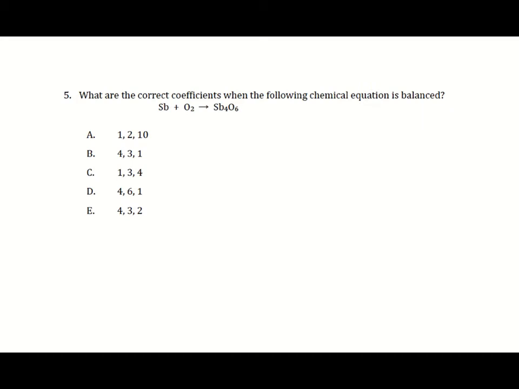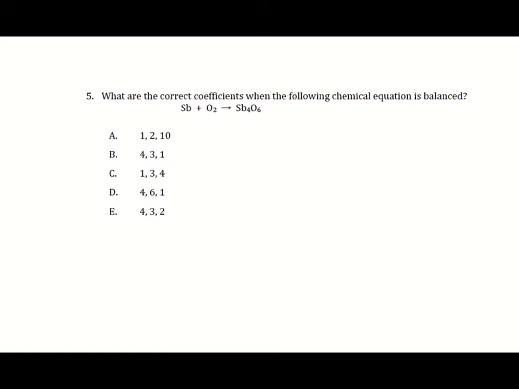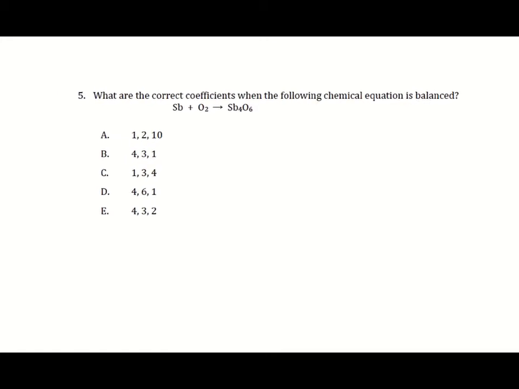What are the correct coefficients when the following chemical equation is balanced? If you are balancing an equation like this, I have Sb4 here, so very simply we should put 4 here. O6, and here 2, 2 times 3 equals 6, and this one will remain 1. So the answer is 4, 3, 1.